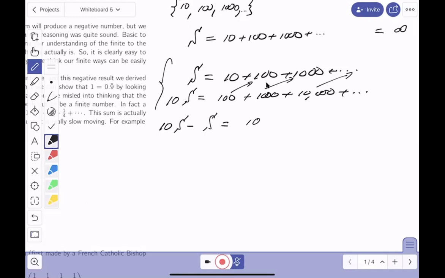Oops, I made a mistake because I was subtracting, right? So it's minus 10. All right. So again, I'm subtracting. What do you get over here? 9s equals minus 10, or s is equal to minus 10/9.